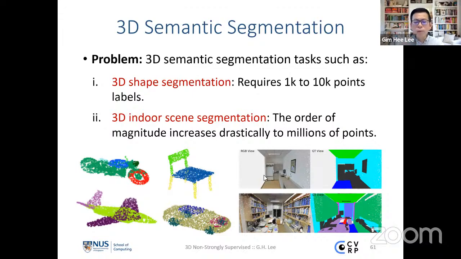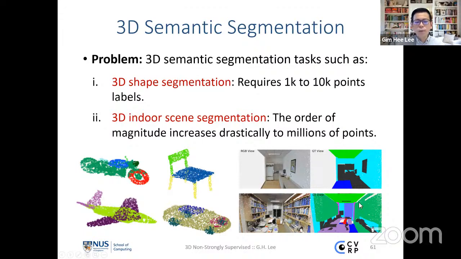For example, where we are given a scene in a pantry, for every point from the input point cloud, we want to assign a label on whether it belongs to a wall, a ceiling, the ground, or any other object in the scene. And typically, because 3D scene segmentation involves the whole scene, the number of points we are given increases drastically compared to the 3D object semantic segmentation task.